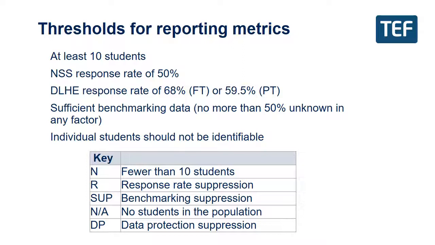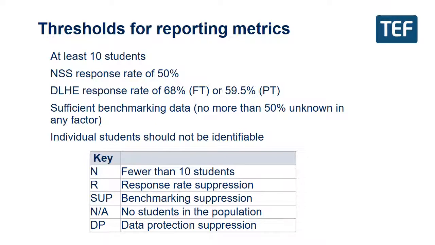We need to be able to benchmark a metric for it to be reportable, and that relies on having enough data about the characteristics of different students, things like age, gender, disability, and so on. In order to have sufficient data for benchmarks, we say there should be at least 50% coverage of each of the factors. So for each characteristic, we have to know how to categorize the majority of a provider's students.